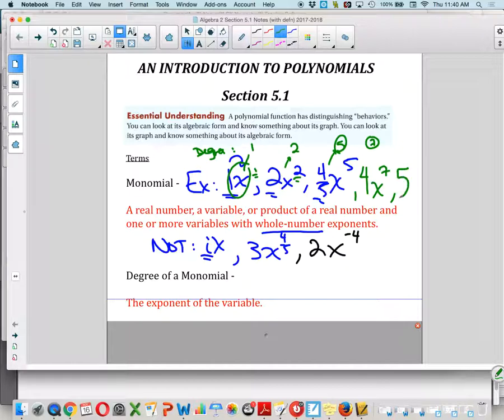Also a monomial is just the number 5, an integer. Technically, even though you don't see it, it has an x attached. What is its degree? 0. That is considered what we're going to call a constant. That is the degree of a monomial.